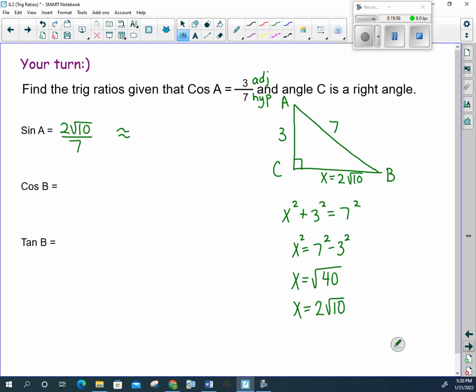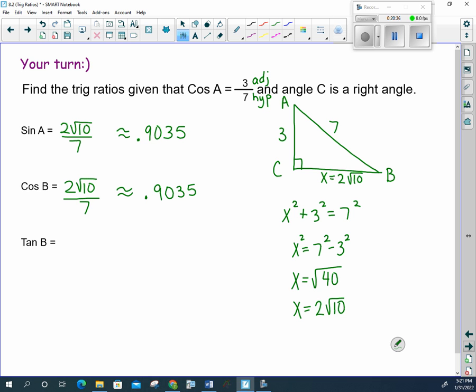You could figure out what the decimal value is if you wanted. So if you do that, it's 2 square root of 10 over 7. So that's about 0.9035. Okay. Cosine of B, so cosine of B is 2 square root of 10 over 7. And that's about the same. So are you guys kind of noticing, we've had a couple of these now, that sine A is equal to cosine of B, that those always turn out to be the same thing.